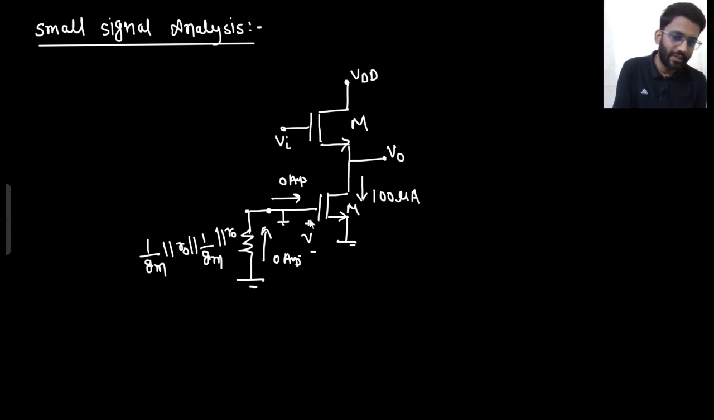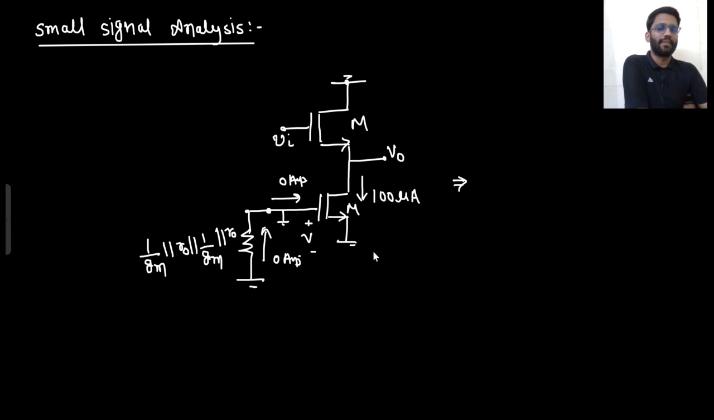And if this node is grounded, that means VGS is gone. And if VGS is gone, so from V0 to ground, you only see R0 resistance. That's it. Are you getting this point or not? And this is also grounded in small signal analysis. And in place of Vin, I will write small signal Vin. So from V0 to ground, I see R0.